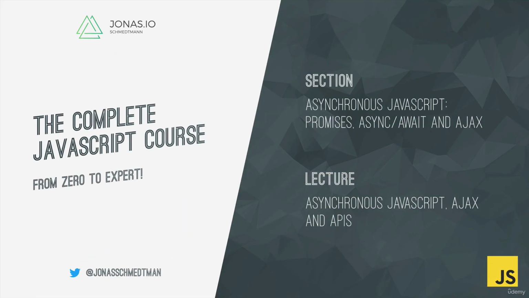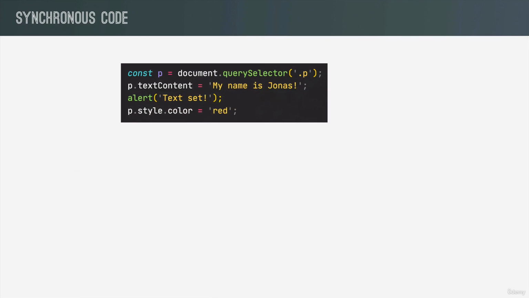Let's start this section by understanding what asynchronous JavaScript actually is, and also learn about the most popular use cases of asynchronous JavaScript, which is basically to make so-called AJAX calls to APIs. Now, to understand what asynchronous JavaScript code actually is, we first need to understand what synchronous code is. So basically the opposite of asynchronous.